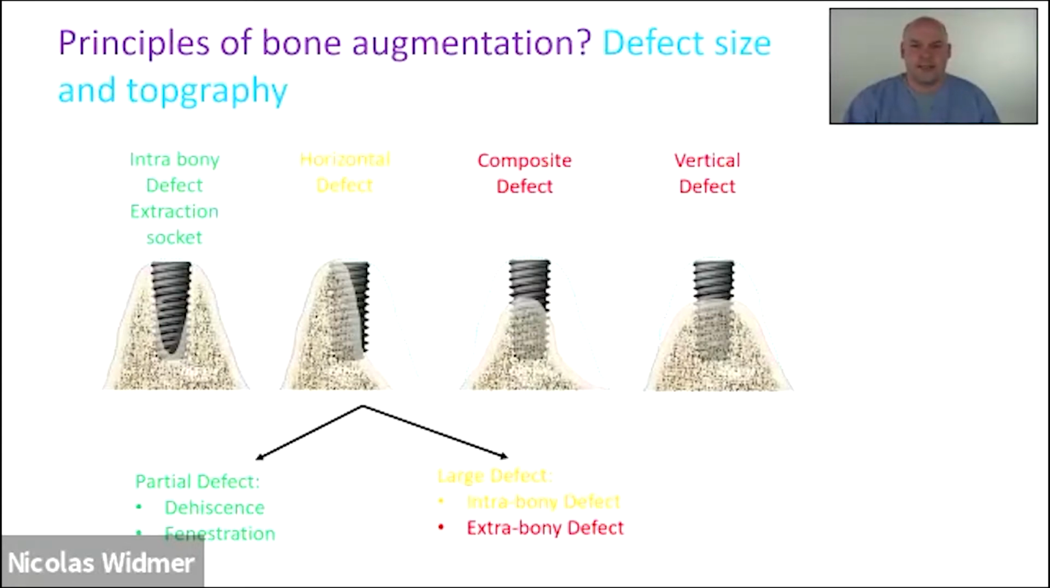The defect size and topography, we can divide into intrabony and extrabony defects. The defects can be small, like the dehiscence or fenestration, where a lot of the implant is still covered by bone. And then the more complex cases, when we have vertical bone loss.